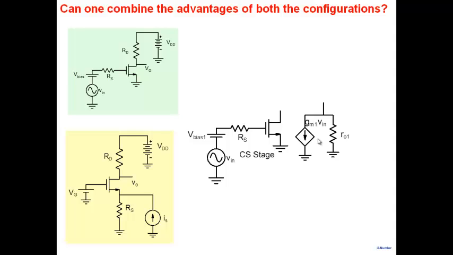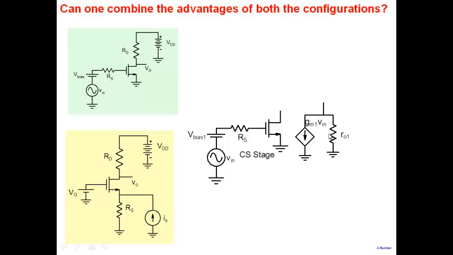What is a good current source? It should have a high resistance. This is a very high resistance here. So you can look upon a common source stage as what? You applied a voltage and it converted it into a current. So a common source stage can be looked upon as a good voltage to current converter.